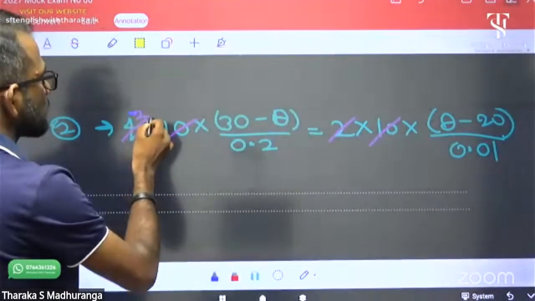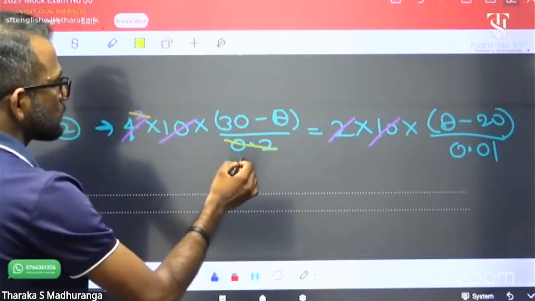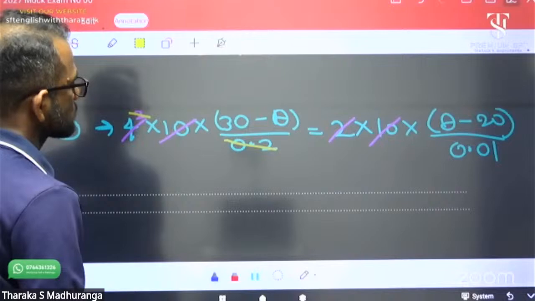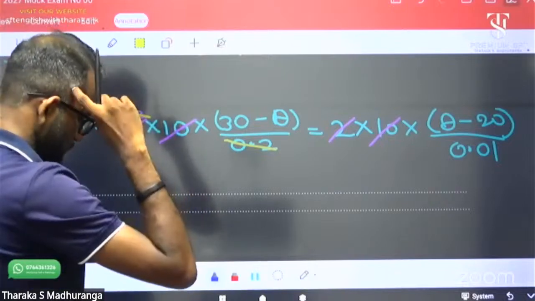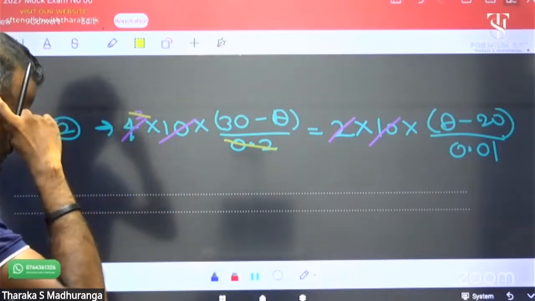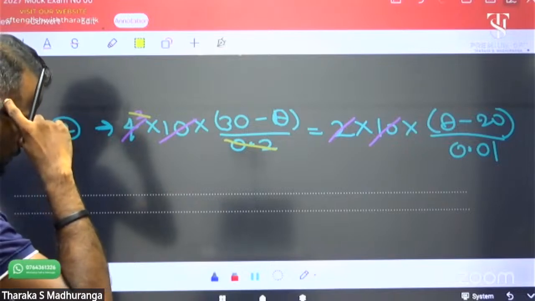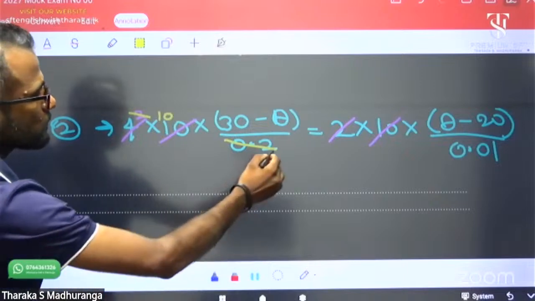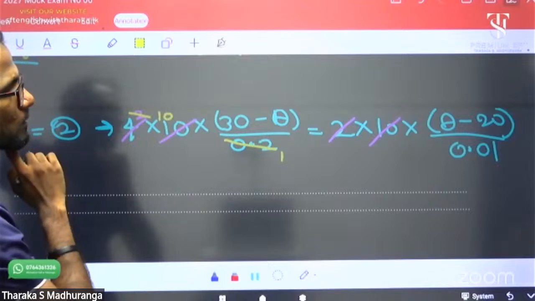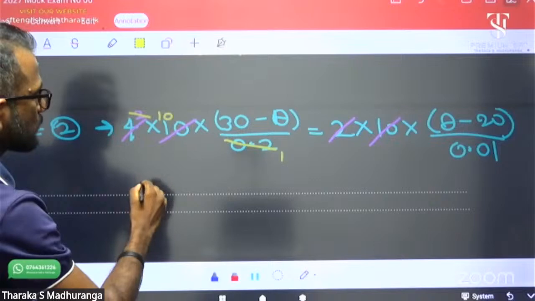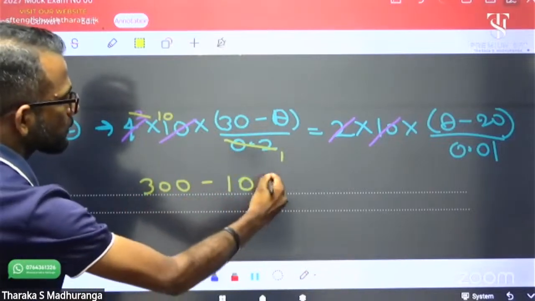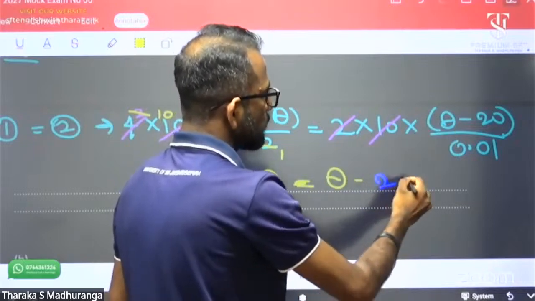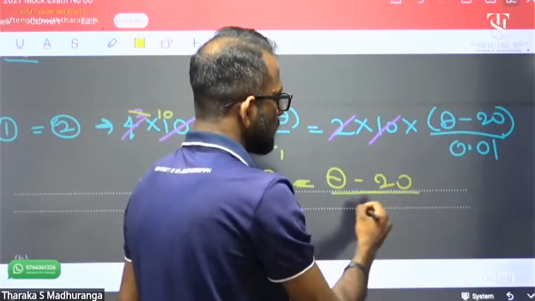May I cancel 2 and 0.2? Then it is 2 divided by 0.2, it is 10, right? Yeah, 10. Now it is 1. Okay. 10 into 30, 300 minus 10 theta equal theta minus 20. Now 1 into theta, 1 into 20 divided by 0.01.